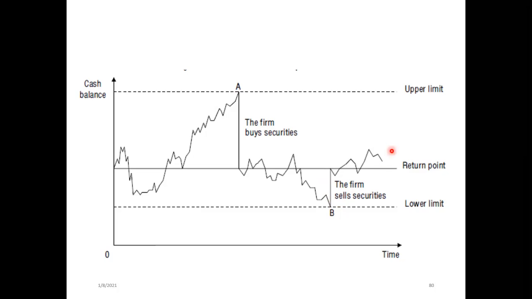The thing is, we have to calculate the upper limit and the return point. So how do we calculate them? The tool for calculating these points is the Miller-Orr model equation, right? The lower limit is most of the time decided by the management, but the return point and upper limit are decided by the formula.